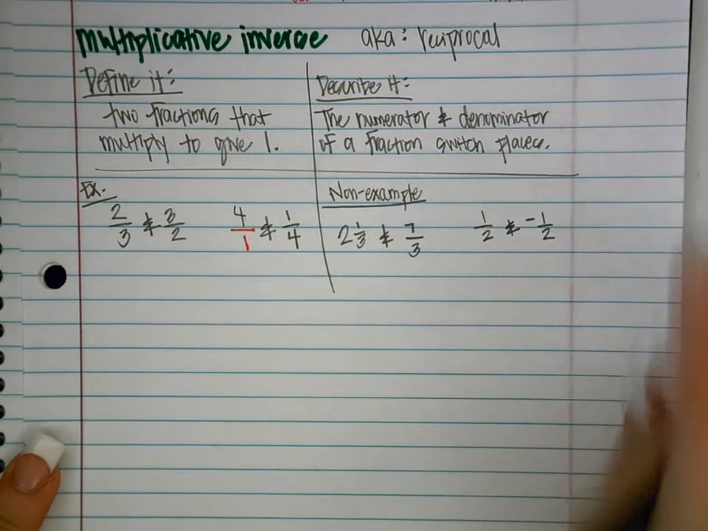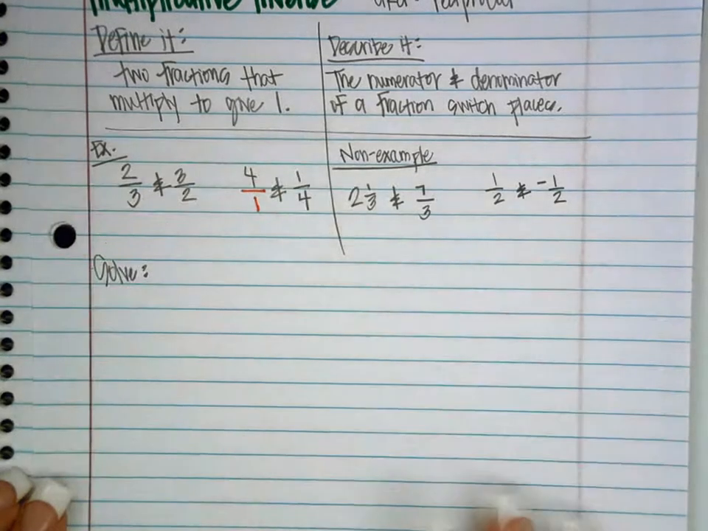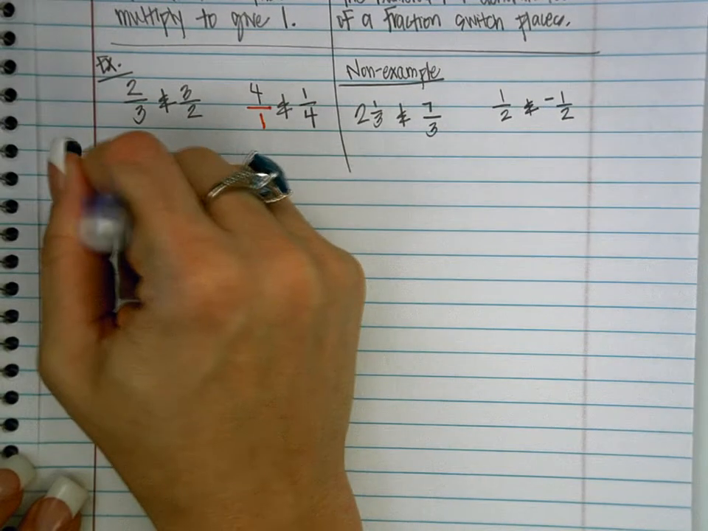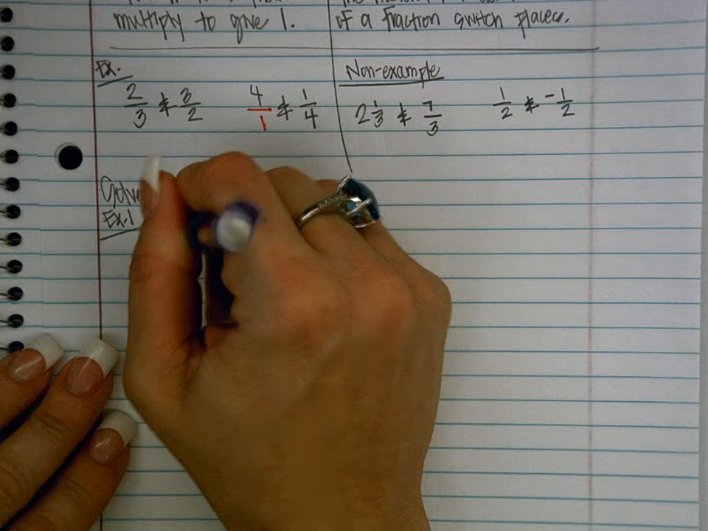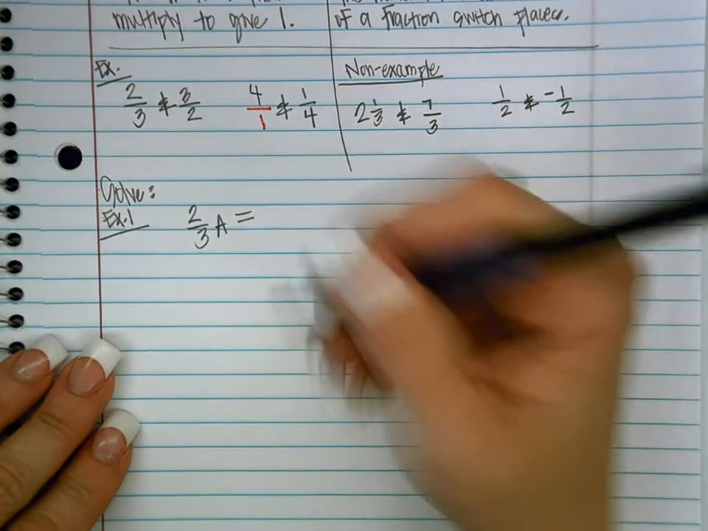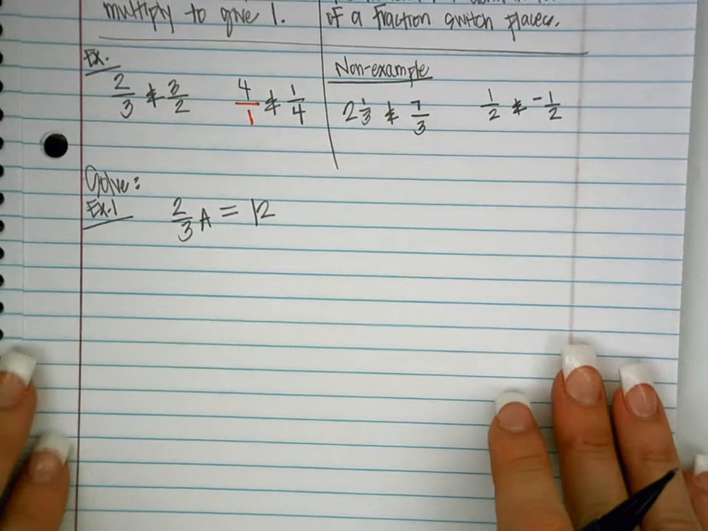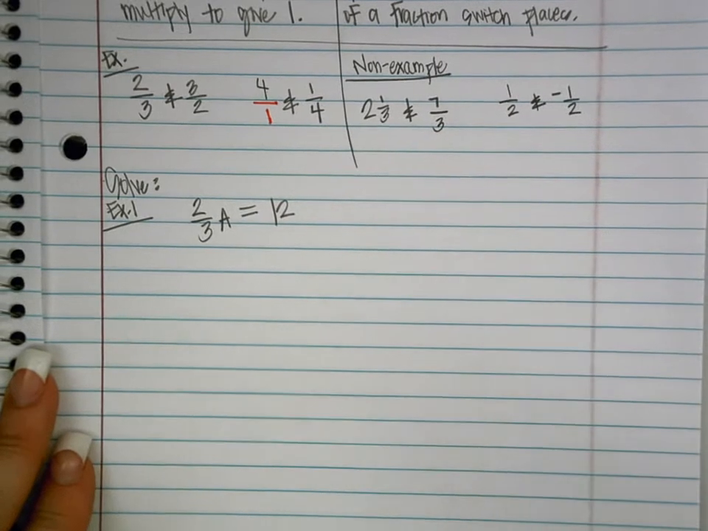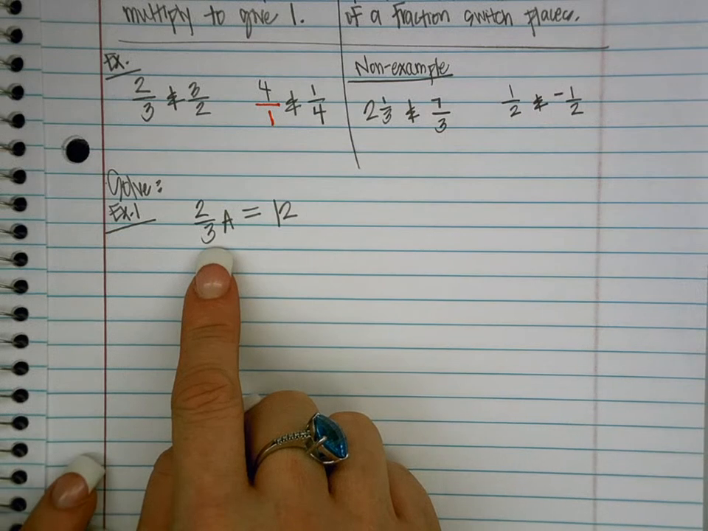So we already went over a coefficient. If I ask you to solve, your instructions are going to ask you to solve. So for example number 1: solve 2/3 A equals 12. I'm going to write capital A's because my A's look weird.